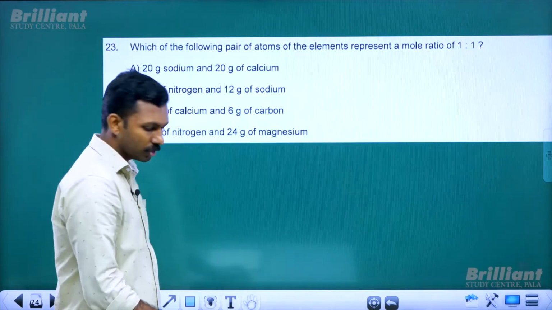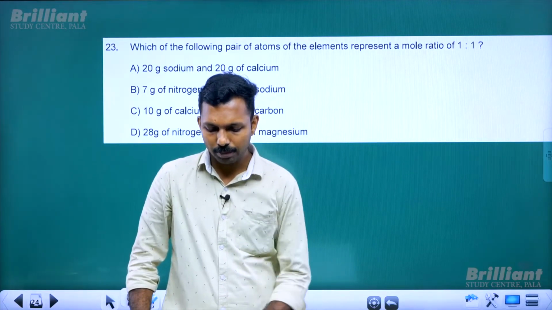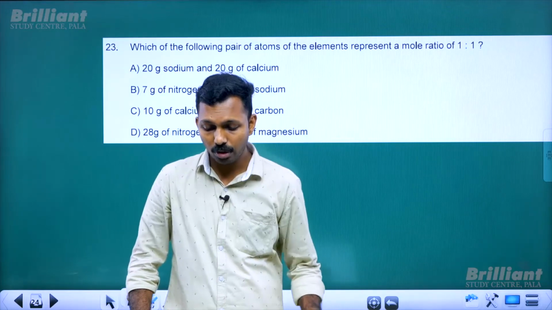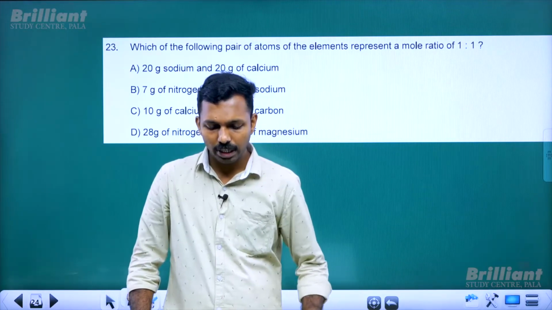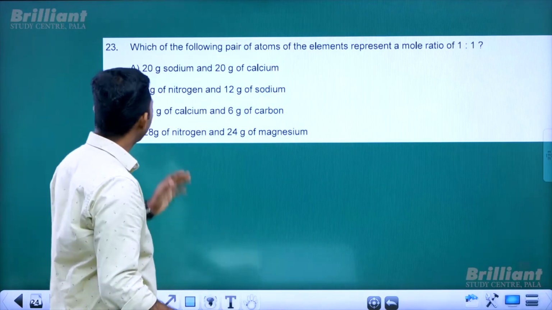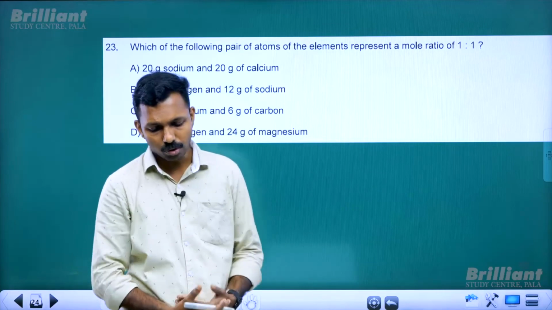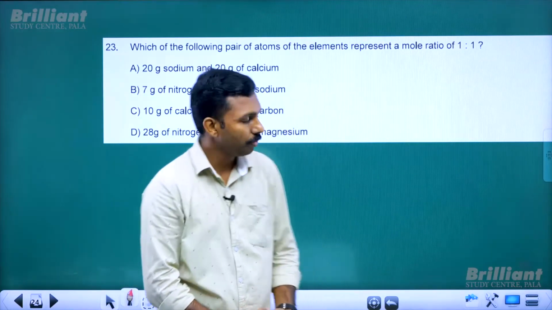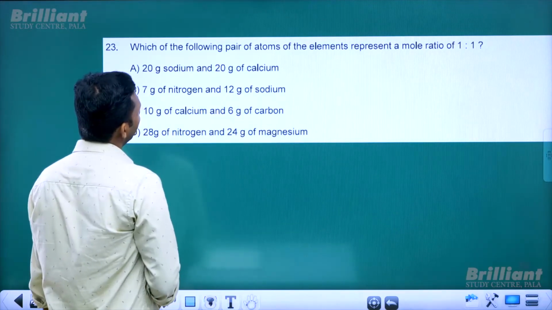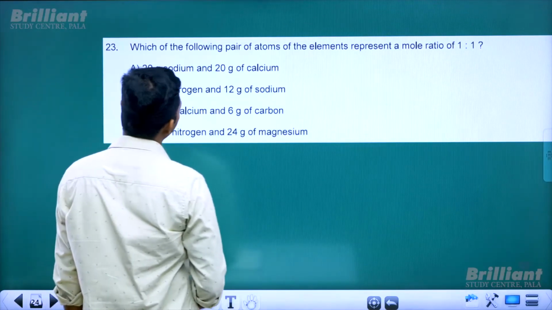Second, 23rd question. Which of the following pair of atoms of elements represent the mole ratio 1:1? So they are given 20 gram of sodium, 20 gram of calcium. So here 1:1 ratio in terms of mole we have to calculate. So 20 gram sodium and 20 gram calcium.